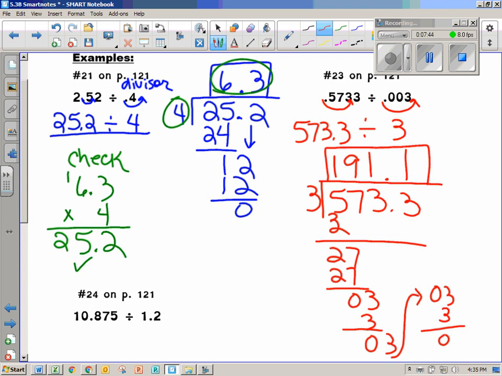The key, and of course, as you can assume, the biggest mistake made is just getting the decimal in the wrong location. So the key step really is right here: rewriting it so that the divisor is a whole number. If you can get this step right, and over here you're just lifting it up, just raising it up into the quotient.